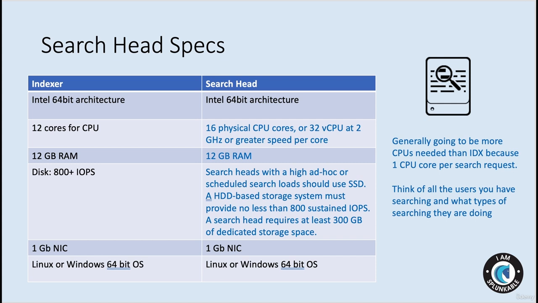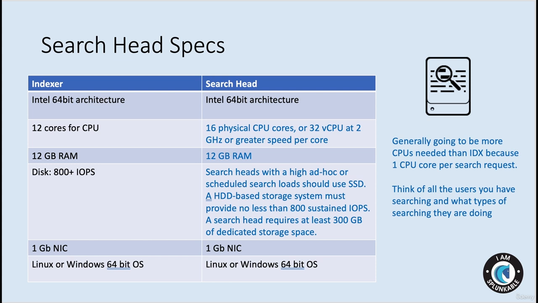If you have higher ad hoc or scheduled search loads, maybe you want to use a solid state drive, or you should really stay no less than 800 IOPS, and the search head requires at least 300 gigabytes of dedicated storage space. So I just wanted to put this slide up as a good reference for comparing.